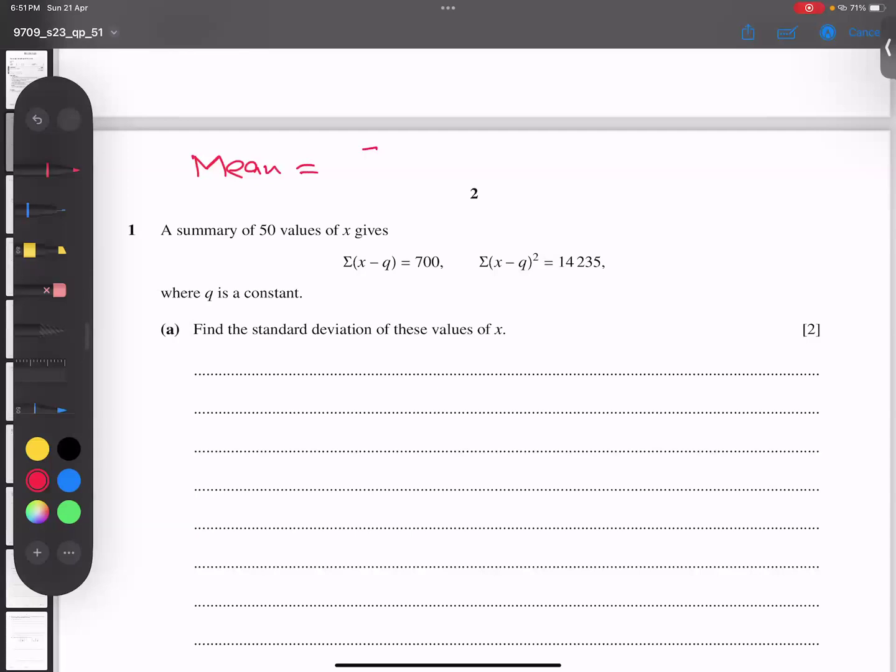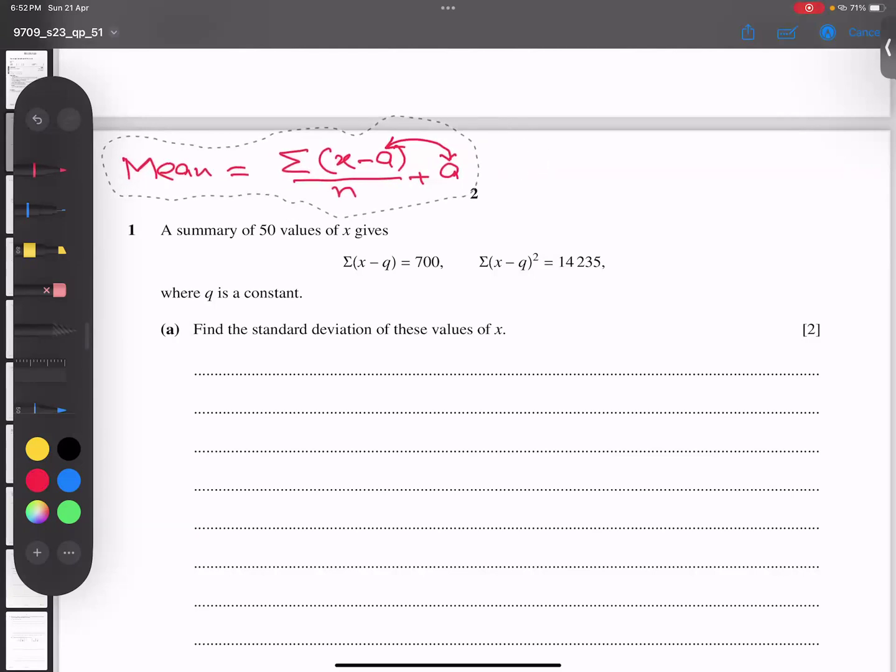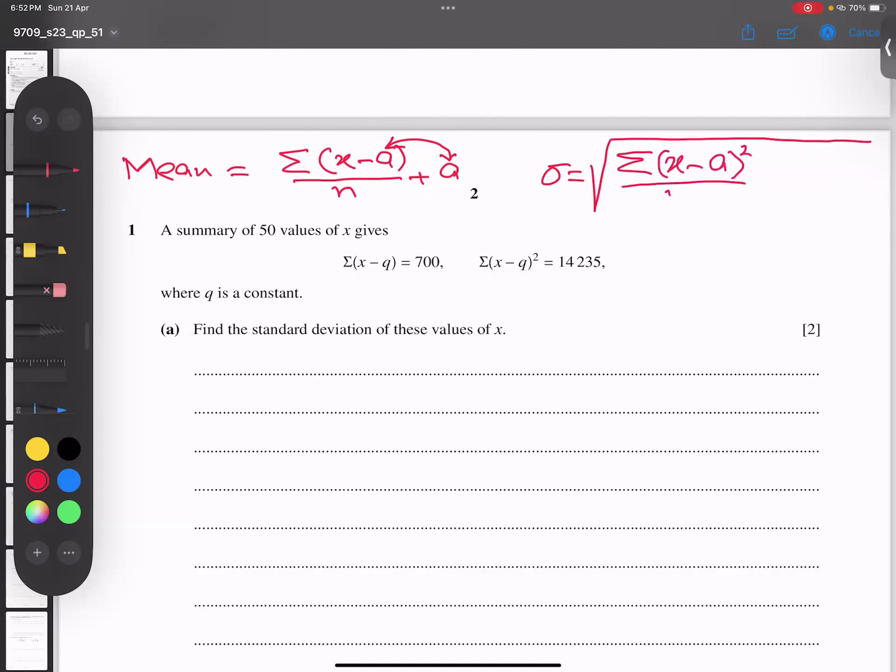So the mean formula basically is sigma (x minus a) divided by n, plus a. This variable and this variable are always the same. This is the formula for the mean. And for the deviation formula, SD or sigma, both are the same, the formula is: root of sigma (x minus a) whole squared divided by n, minus (sigma (x minus a) over n) whole squared. Okay, I think this is clear.